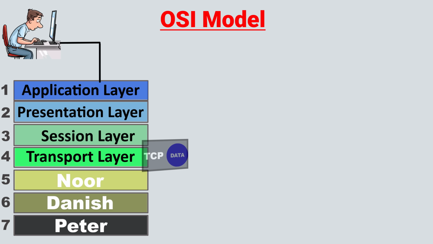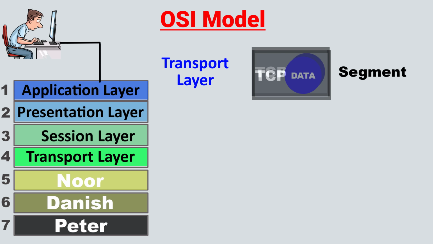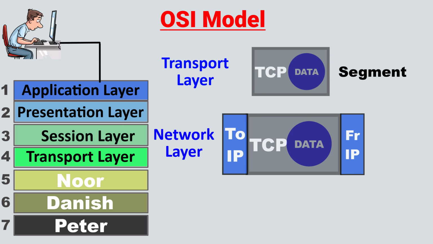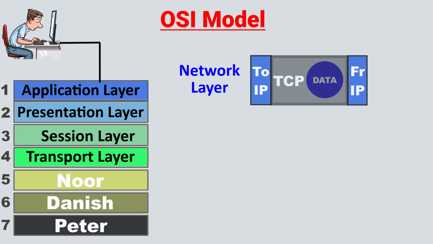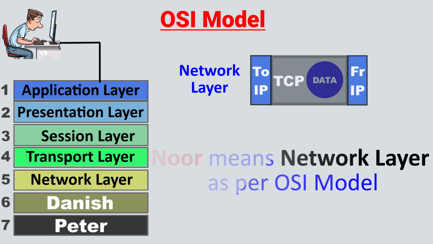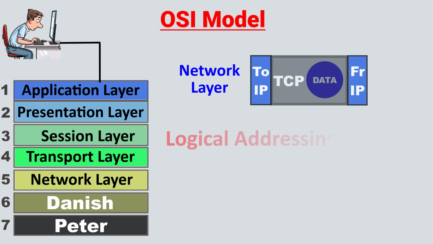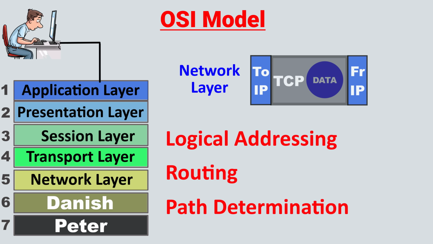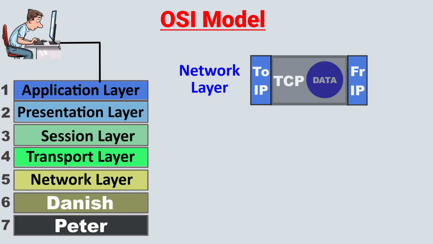After that, the transport layer sends the data segment to the network layer. As per the story, Tuba sent the segment to Noor, and Noor put the to and from address on each segment and decided the route. So Noor means the network layer as per the OSI model, and the function of the network layer is logical addressing, routing and path determination of each data unit. The data unit in the network layer is called a packet, and this is the OSI layer where the router exists. IP version 4 and IP version 6 addressing is done on the network layer, and it's called logical addressing.